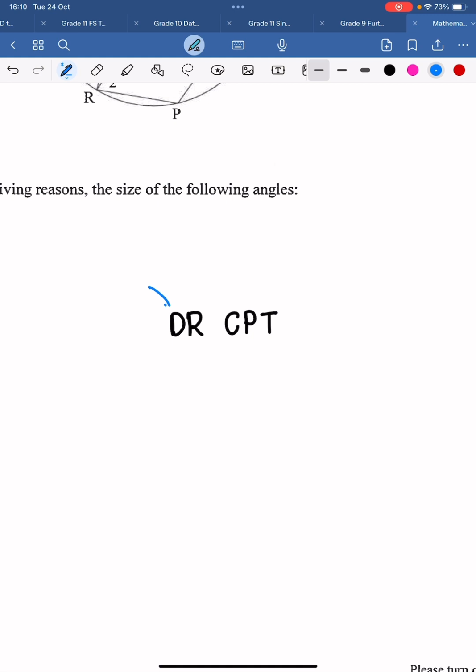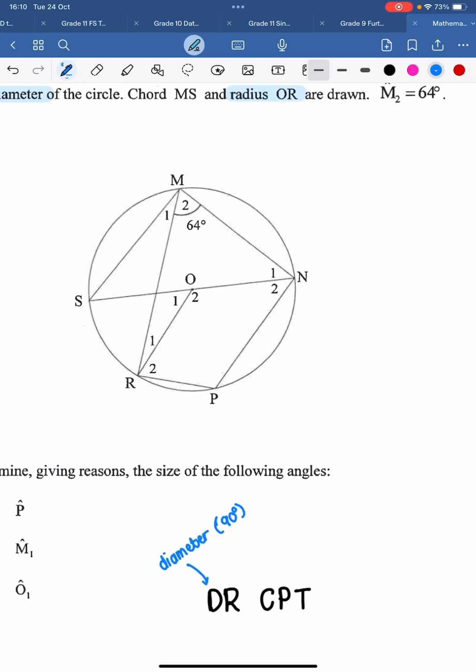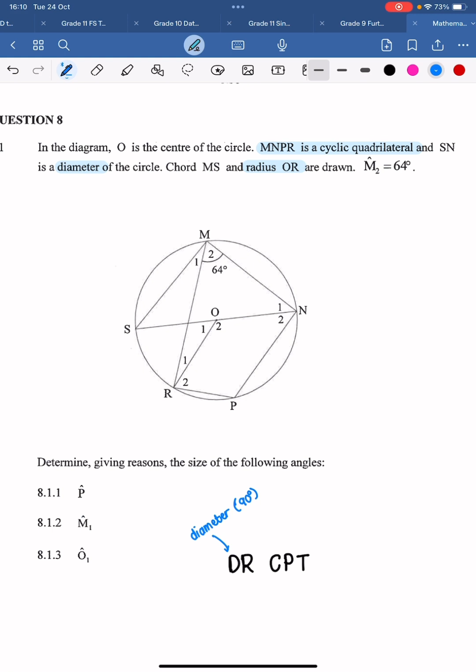So the D is for diameter. So when we have a question, before we start actually looking at what they've asked us to calculate, look for whether you have a diameter on your picture, because we know that when we have a diameter, that can possibly give us a 90-degree angle. So let's quickly take a look here. They told us in the description that SN is a diameter, but we can also see it by looking at the picture because it's going from a point on the circumference to another point and it's going through the center, right? So SN is a diameter.